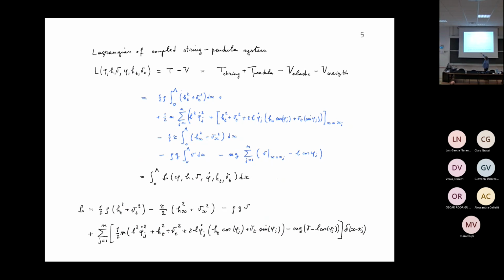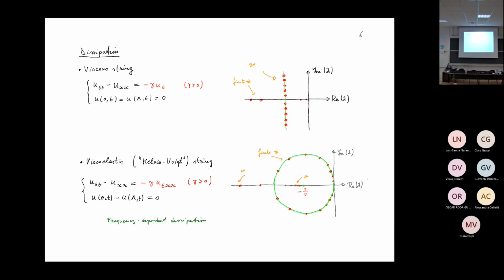The only reason why I wrote it is, you see here there is the kinetic energy of the string, the tension of the string, the weight of the string, and then the contribution of the pendula, and there are, of course, Dirac deltas, because the pendula are hanged to one single point. So this means that in this type of problem there will be some non-classical solutions, of course.